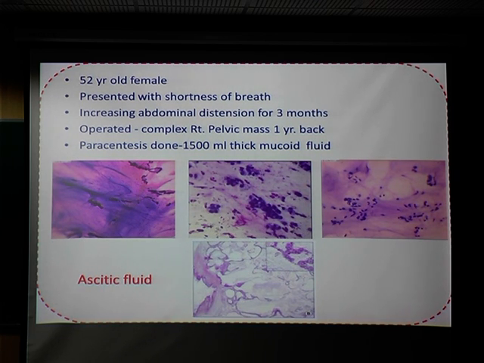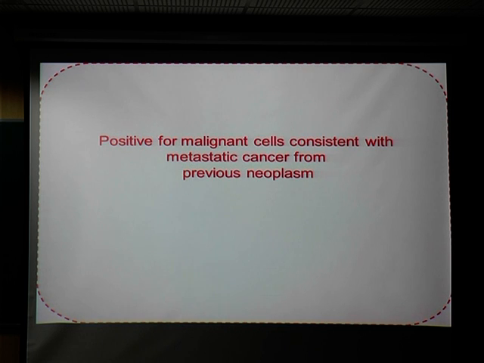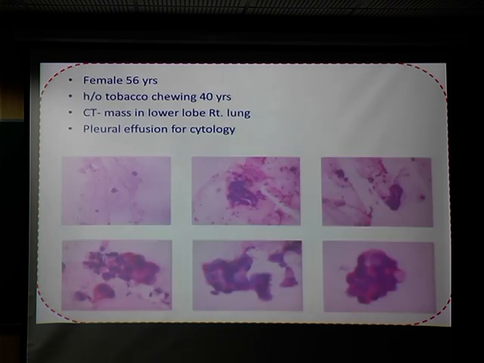Now this is a clear-cut case. Here you need not do any special stains or any special techniques. And what would you sign it as? Positive for malignant cells, consistent with metastatic cancer from the previous neoplasm. Everything is known in this patient and it is positive for malignancy.